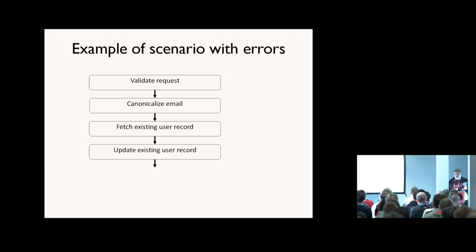Right, and error generating functions, we can use exactly the same technique. So let's say you have a web service and you have a request that comes in and you want to validate the request and canonicalize the email and then fetch an existing record, then update the record and so on and so forth.